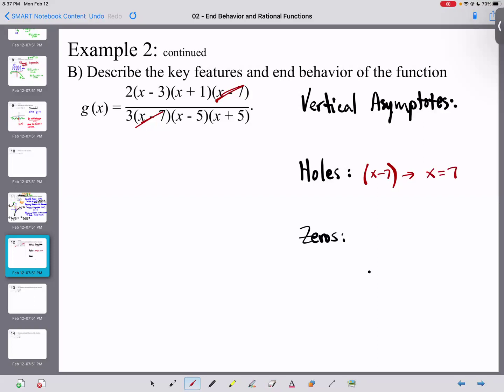Okay, so what I'm going to do is plug 7 into the rest of the equation to find the y value. So it'd be 2 times 7 minus 3 times 7 plus 1, over 3 times 7 minus 5 times 7 plus 5.